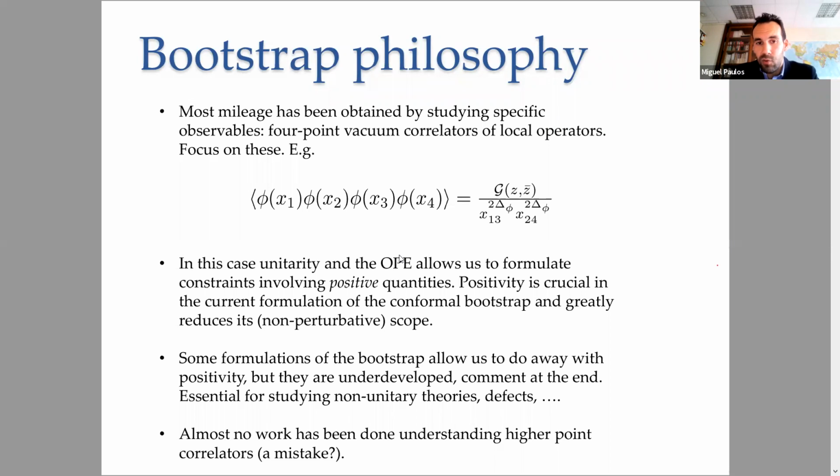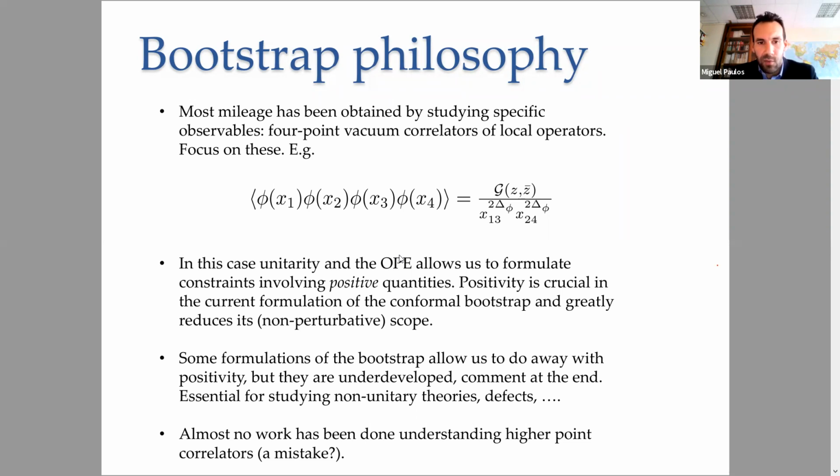And well, this reduces its scope, because there are many observables that you might want to bootstrap or to understand where this positivity is actually not manifest. In fact, if you just consider any other higher point function, then you will not get positivity, and so you don't know how to extract information in a useful way. So there are some formulations of the Bootstrap that allow us to do away with the positivity, but they are really underdeveloped. And so this is clearly a front where we need to advance.